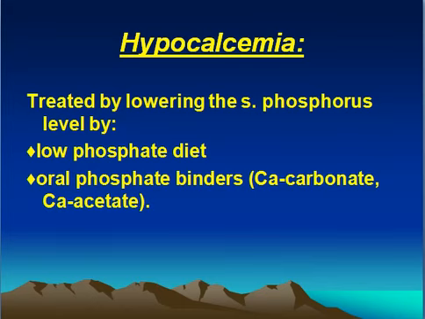Hypocalcemia can be treated by lowering the serum phosphorus level by a low phosphate diet and oral phosphate binders like calcium carbonate and calcium acetate.